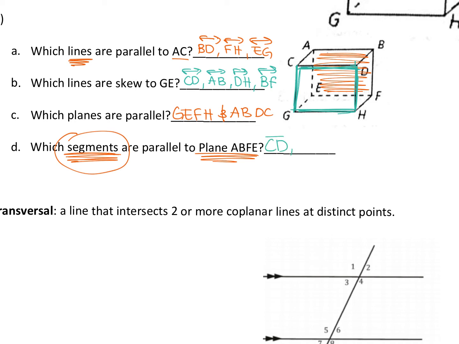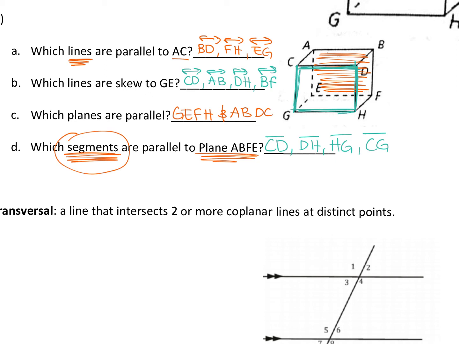So CD, DH, HG, and CG. Okay. Any questions on that? Okay.